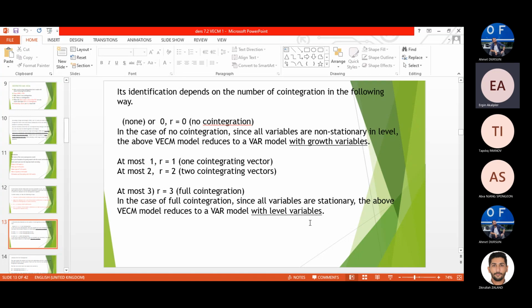In the case of no co-integration, since all variables are non-stationary in levels, the above vector error correction model reduces to a VAR model with growth variables. At most 1, R is equal to 1 co-integration vector. At most 2, R is equal to 2 co-integration vectors is supposed to be available. At most 3, R is equal to 3, then full co-integration is supposed to be realized. In the case of full co-integration, since all variables are stationary, the above vector error correction model reduces to a VAR model with level variables.